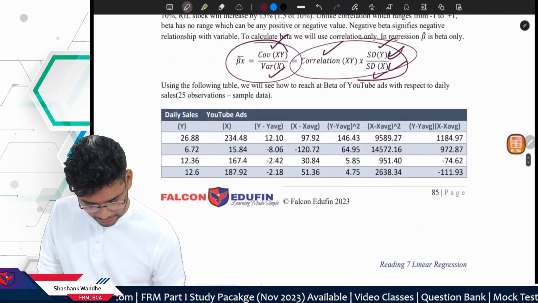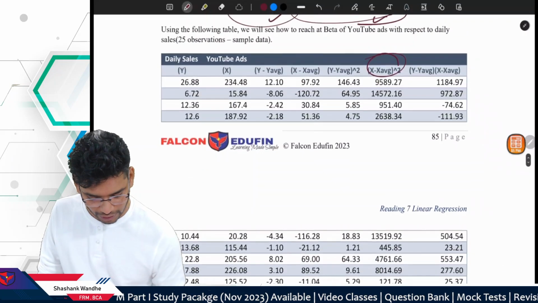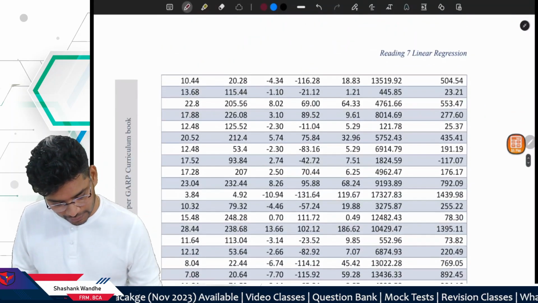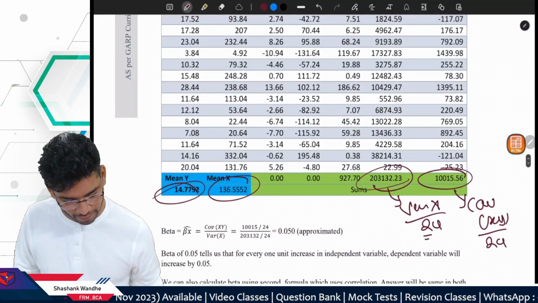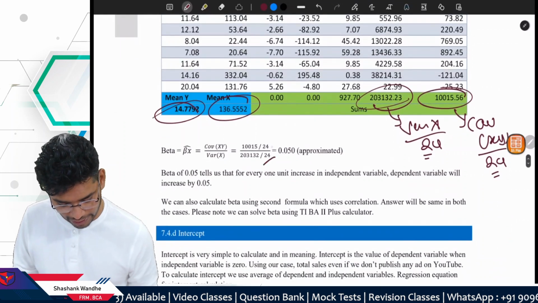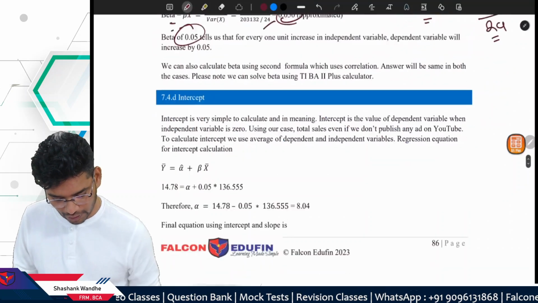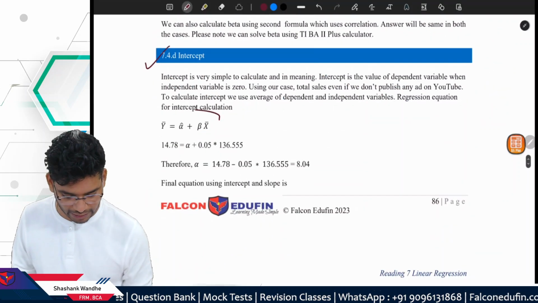Simply the x minus x bar square, y minus y bar, x minus x bar. Okay, and these are the values. You have to divide it by n. After dividing it by n, get your beta. So once you get your beta, then you have to find out the intercept. Finding intercept is very easy.